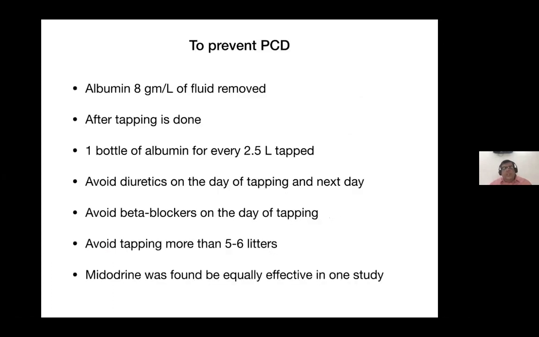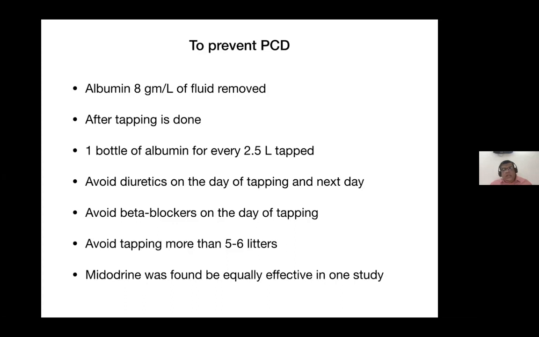So to prevent this PICD, albumin is given in the dose of 8 grams per liter of fluid removed. The most important thing is that this has to be done after the tapping is over. So start the albumin infusion after the tapping is done. If you don't want to go into the calculations, the simple way to remember is 1 bottle of albumin for every 2.5 liters of fluid that is tapped. That is 20% albumin, 100 ml.